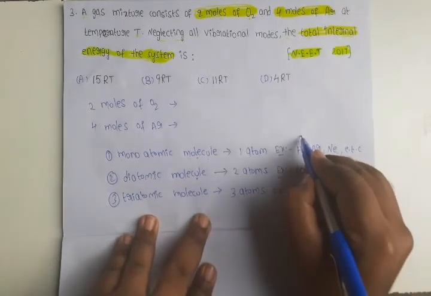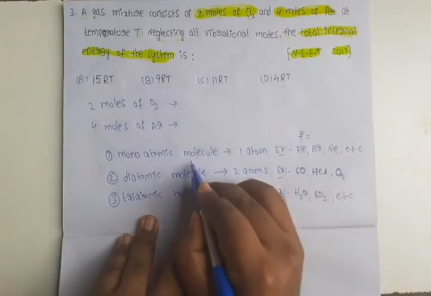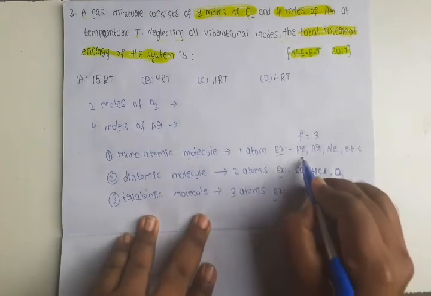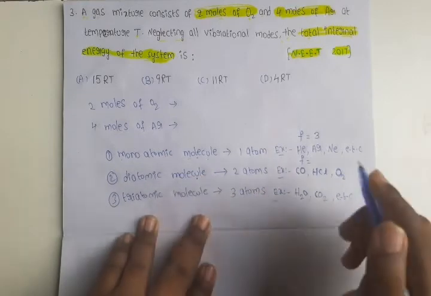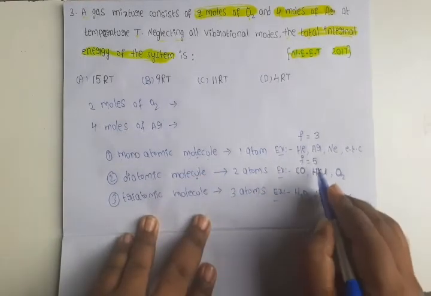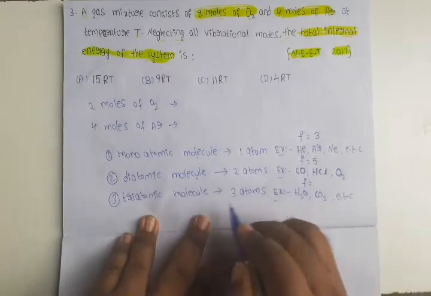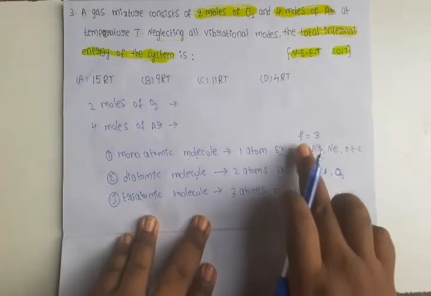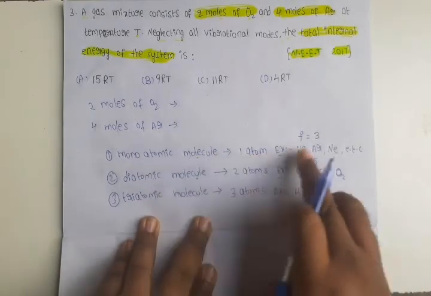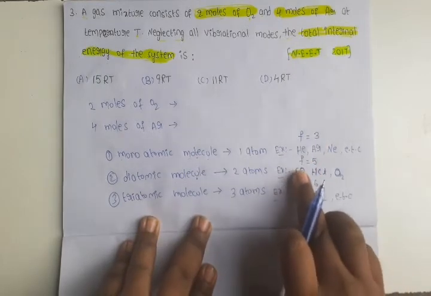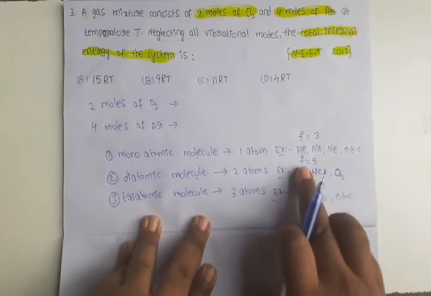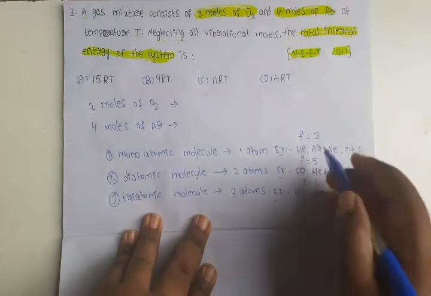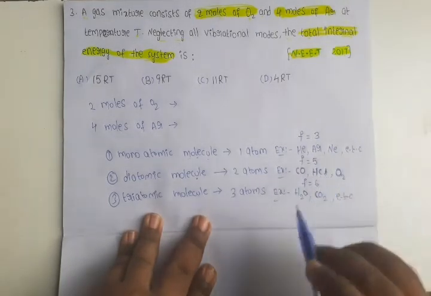What about the degrees of freedom? Degrees of freedom for a monoatomic molecule: F equals 3. For a diatomic molecule: F equals 5. For a triatomic molecule: F equals 6. Remember, students: monoatomic F equals 3, diatomic F equals 5, triatomic F equals 6. These account for all the possible motions, including rotation, of the molecule.